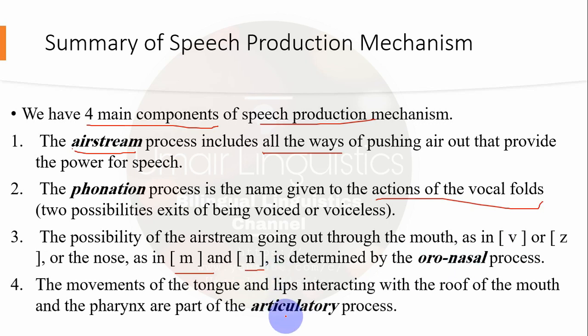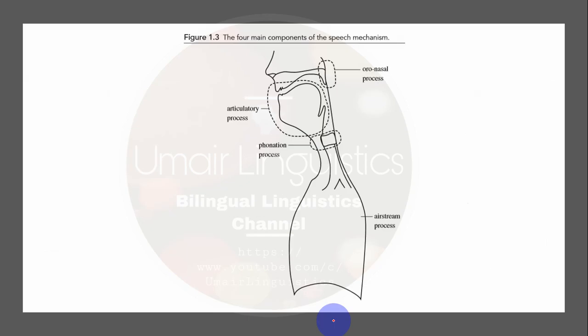The fourth component is the articulatory process. This is how the tongue and lips are interacting with other parts of the mouth, for example with the hard palate, with the teeth, and other parts of the mouth. How the tongue is contacting with the mouth and the pharynx. These are the parts of the articulatory process, where we see how the articulators are moving.